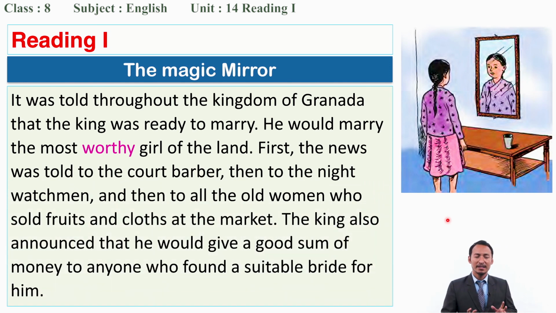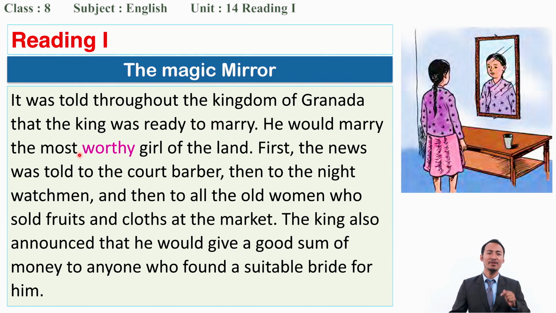Let's start from the beginning. It was told, let me show you the lines here. Can you follow the line? Yes. It was told throughout the kingdom of Granada that the king was ready to marry. Okay? So, long ago, you can say in a story, there was a kingdom of Granada. Granada is the name of a place, and in that kingdom, the king was ready to marry.